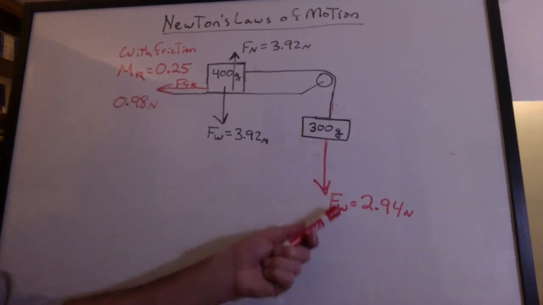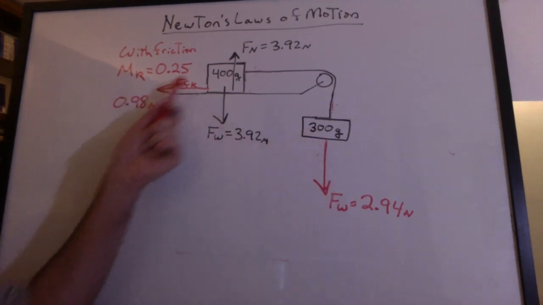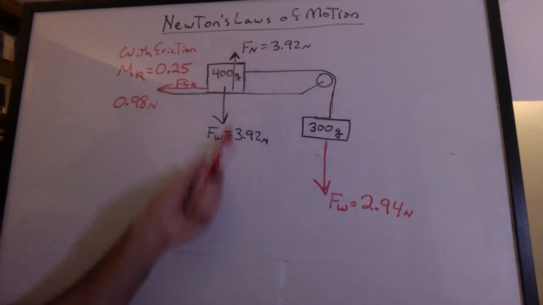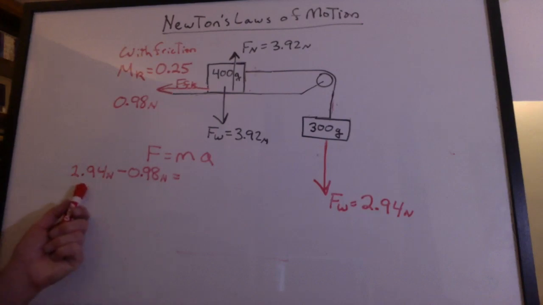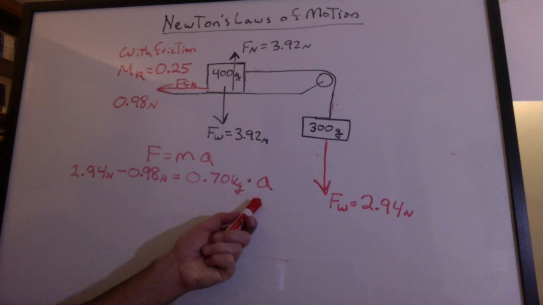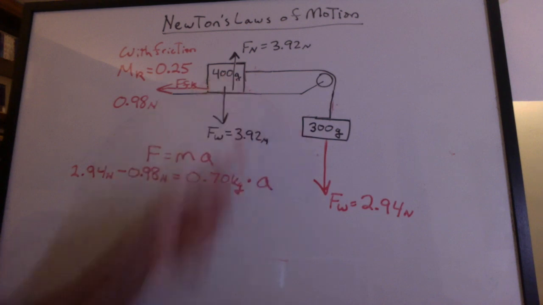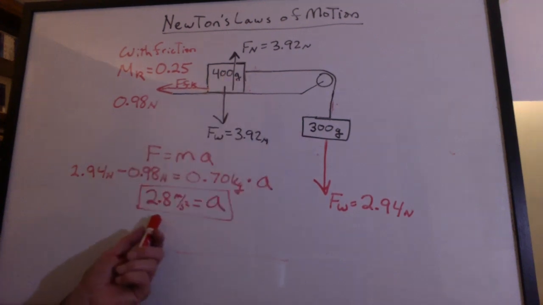So now I can see I have a forward force and a backward force acting on the entire system. These two forces cancel out, and we don't use them. Forces forward minus forces backward equals the mass times the acceleration. And that, again, is the mass of the whole system, giving us an acceleration of 2.8 meters per second squared.